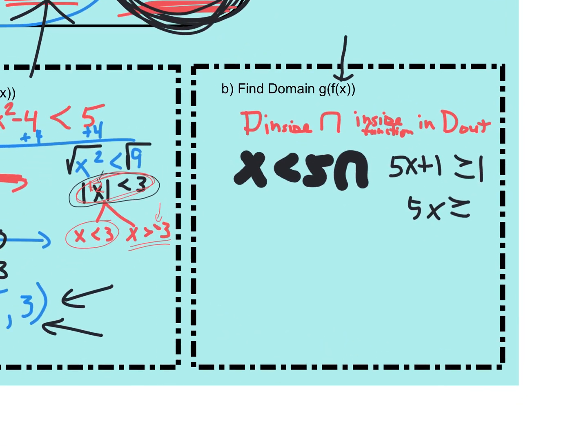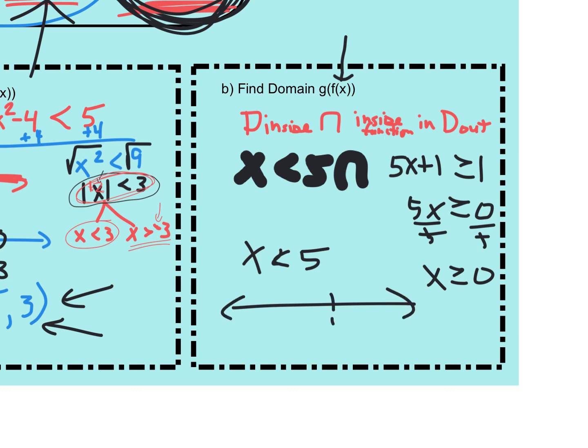I'm subtracting 1 from both sides, and I get 0. That's a little weird, but I divide by 5 on both sides, and you can take 0 divided by 5. It's just 0. x is greater than or equal to 0. On the other side, x is less than 5. So then I put them together. Here's where 5 is. Here's where 0 is. And where do they overlap? Looks to me like it's in here. Between 0 and 5, and it includes 0 but does not include 5.